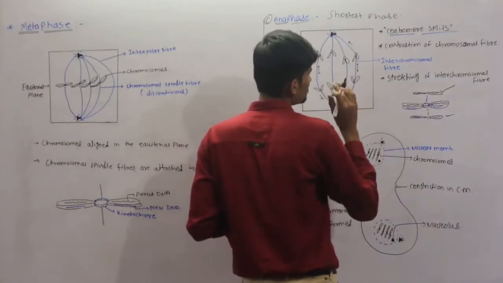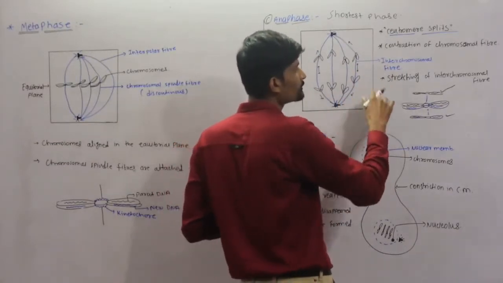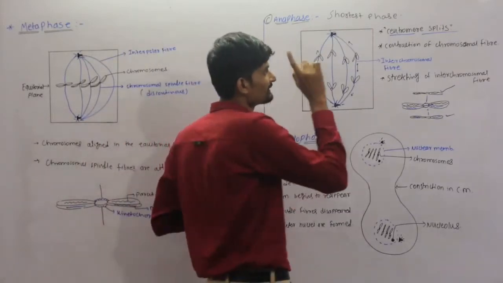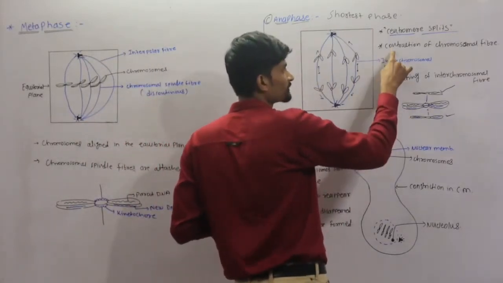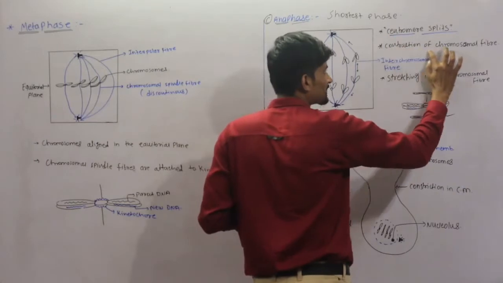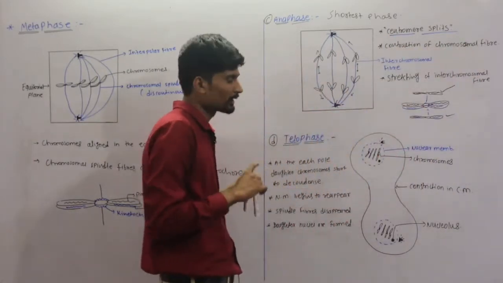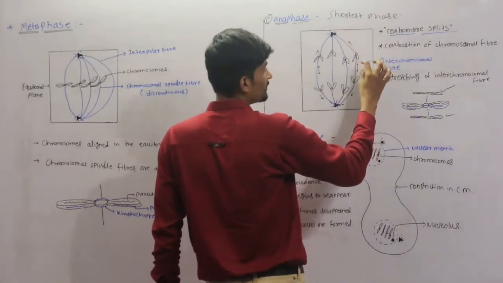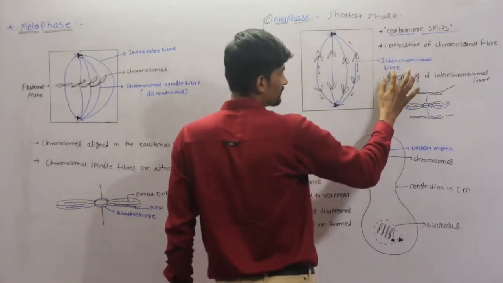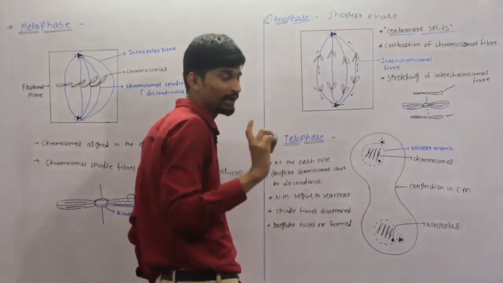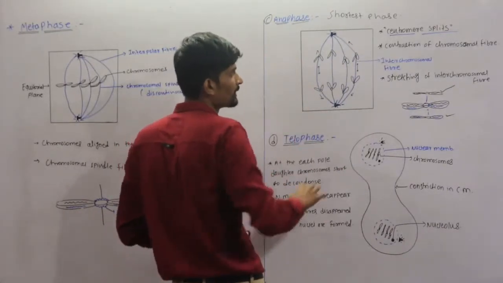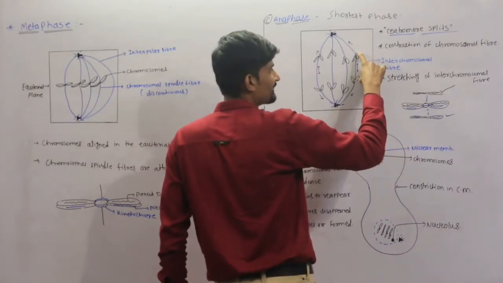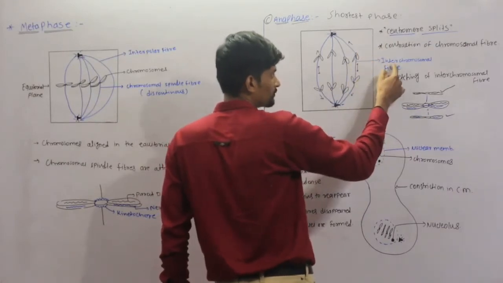Now this splitting is generally due to two forces. Now which are the forces? The first one is the contraction of chromosomal fibers. Now we will see the fibers. Another fiber is the interchromosomal fiber, which is seen in the anaphase. Now why is it called interchromosomal? Because this fiber is present in between the two chromosomes, that is why it is called the interchromosomal fiber.